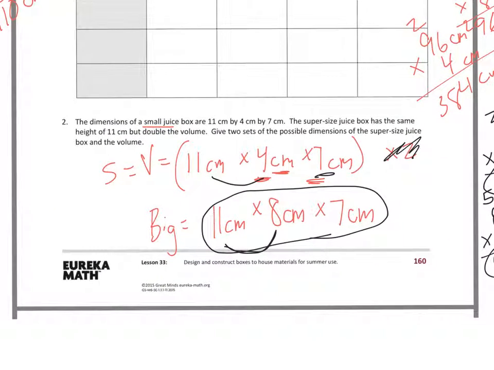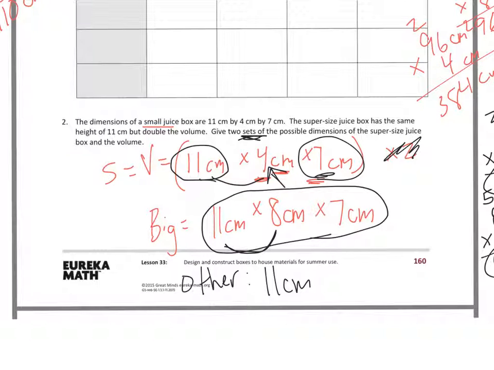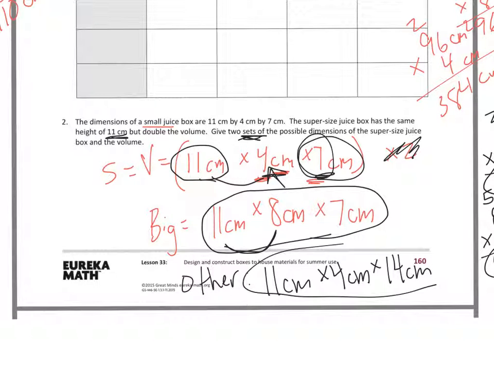Now, because it's asking me for 2 sets, I kept this one the same and this one the same and doubled this. For my other possible set, I still need 11 because it told me that it had to be 11. I'm going to go back to the original 4, and now I can double this 7 to make it 14. So that's another set of dimensions that would work, because when I double, I'm just multiplying one of the dimensions by 2. So those are 2 different sets for it.